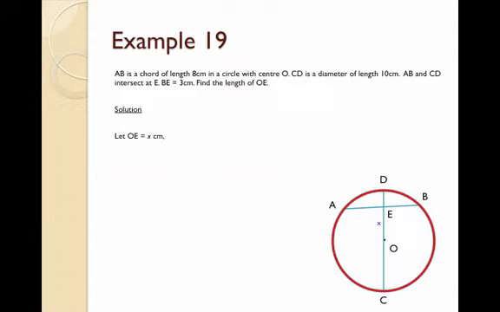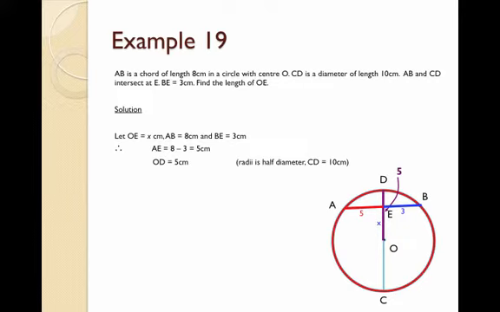Okay, I'm starting by letting OE equal X. AB equals 8 cm and BE equals 3 cm from our question. Therefore, AE will equal 8 minus 3, which is 5. I can also say that OD is going to equal 5, because it is a radius and the diameter CD is 10 cm. This means that CE is 5 plus X, the radius plus OE. And that last little bit ED is going to be 5 minus X, which is the radius minus OE.